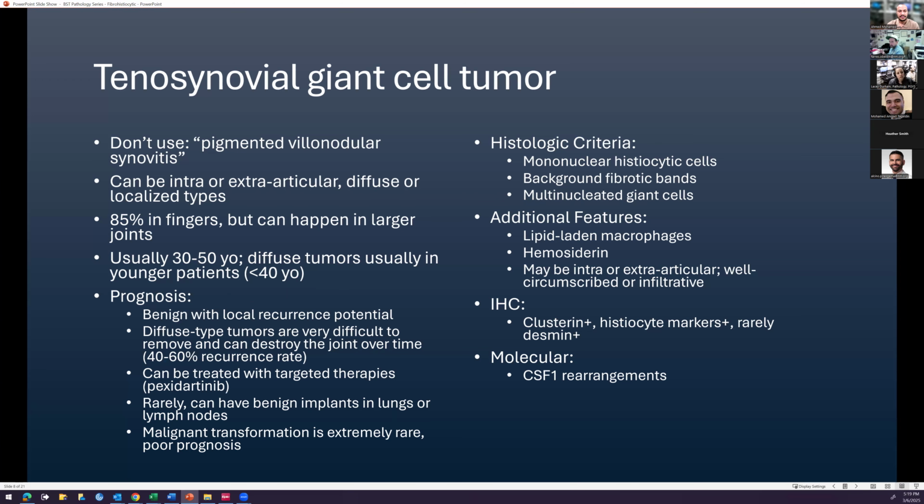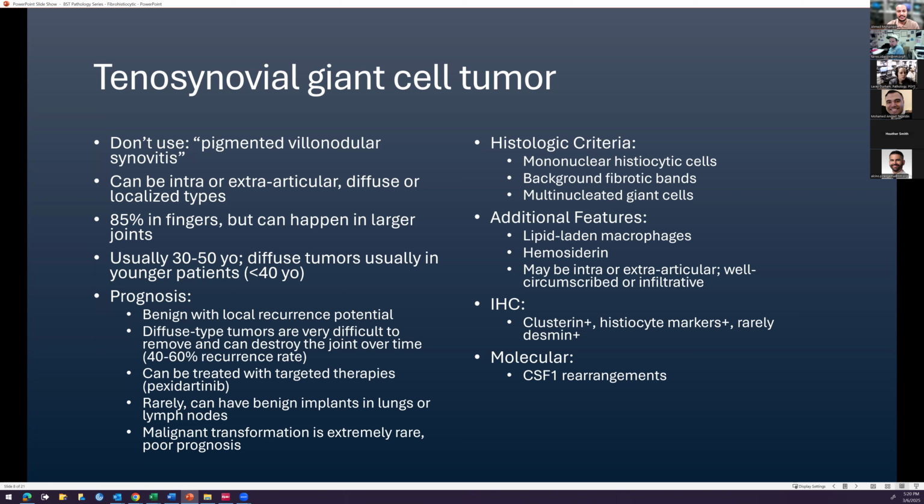But the diffuse tumors often happen in younger patients. So for whatever reason, they're kind of worse tumors to begin with, and they happen in younger patients. It's just screwing all the younger kids, I guess. So these tumors are benign. They do have local recurrence potential, even the localized types, but the diffuse type tumors generally have a much higher risk for local recurrence. The reason is it's just hard to get it out of the joint, basically. It's hard to remove it all. So they'll try their best, but they often recur about 40 to 60% of the time.